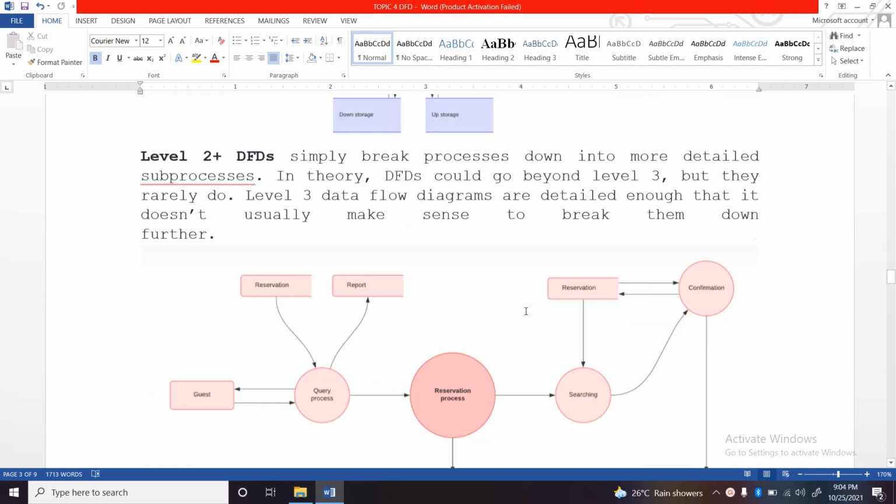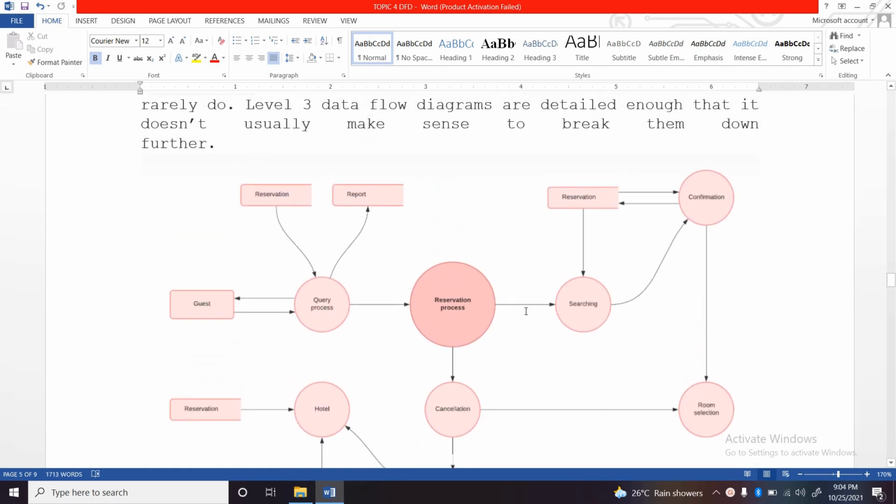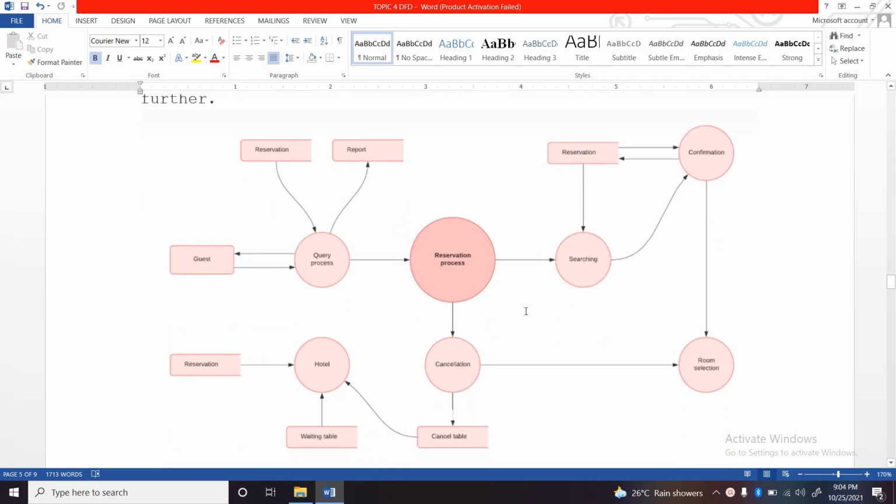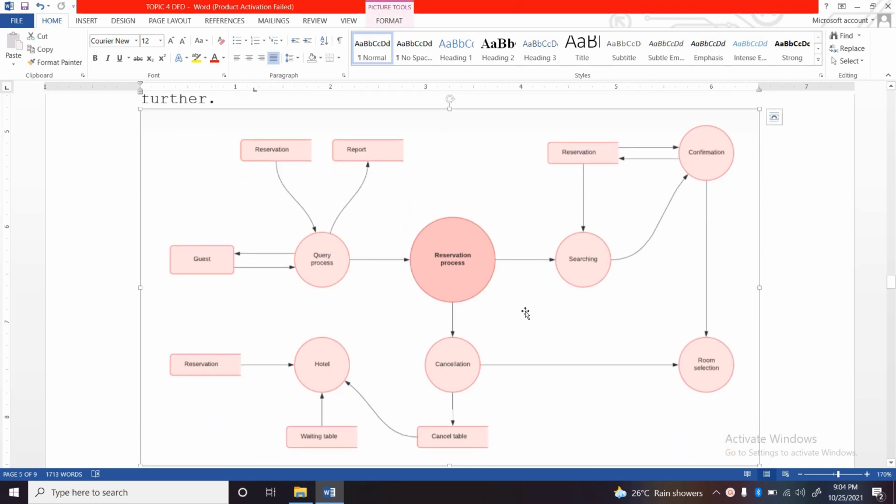So it is being implemented here on our examples of the levels of data flow diagrams. As you can see, there are more sub-processes, more data stores, only one entity, but we have a lot of data flows that are present here. So we have data in and out on the guest and query process, also here on the confirmation. All of the tips and the guidelines in creating a data flow diagram are also being applied here on the level 2 data flow diagram.